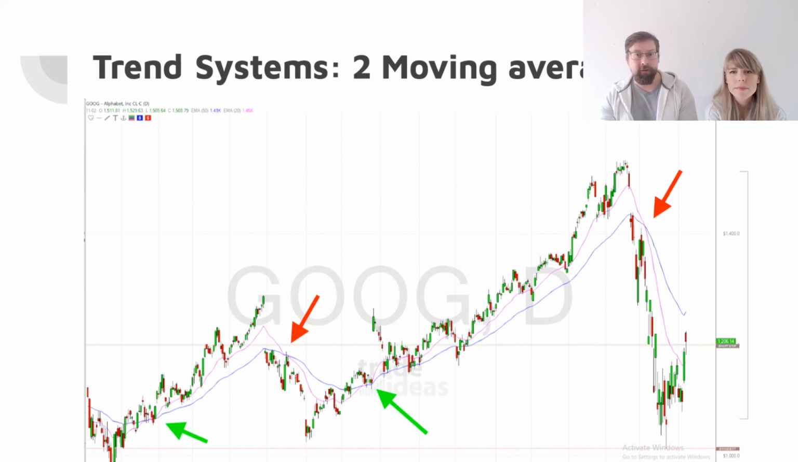In this system, you would have had to wait 4 or 5 days for it to cross. So a 2 moving average system is for someone who wants to be right more often, but is okay with waiting. Yeah, you're going to miss more of the bottom. You're going to miss more of the top.